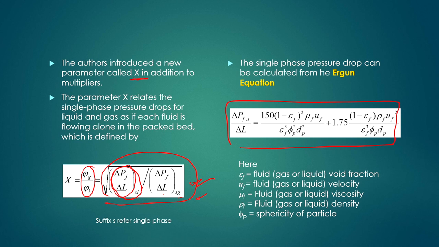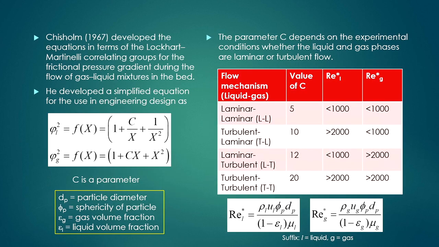Once you know the frictional pressure drop for either gas or liquid, what will the multiplier be? That multiplier can be calculated from the experimental data. You know the total two phase frictional pressure drop from experimental data, and you know the frictional pressure drop of single phase flow by the Ergun equation. If you divide one by the other, you get the multiplier. You can calculate the multiplier easily. Now, how will this multiplier be related to the Lockhart-Martinelli parameter?